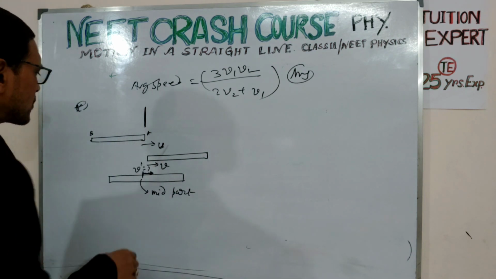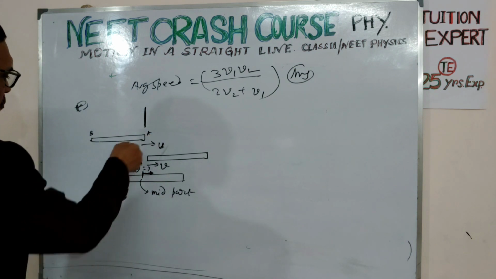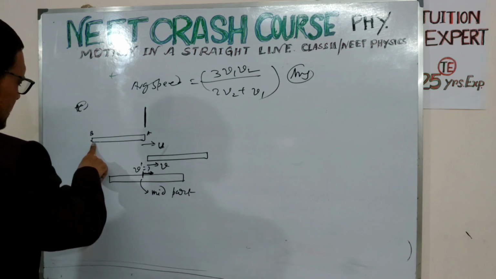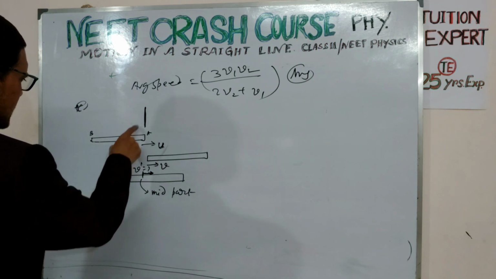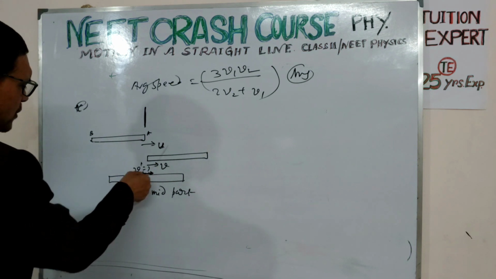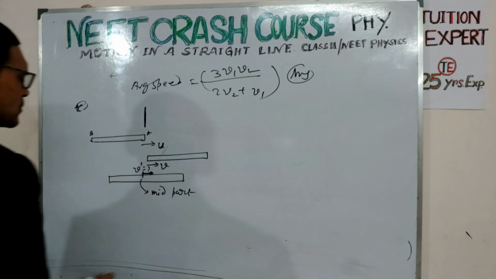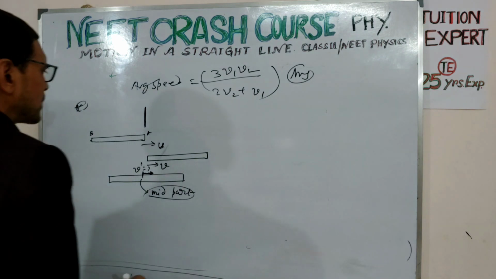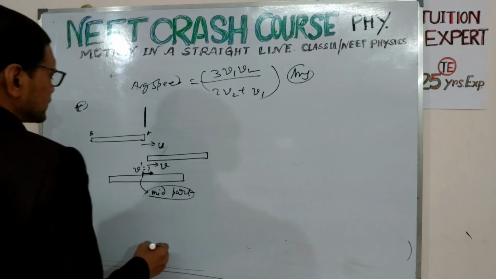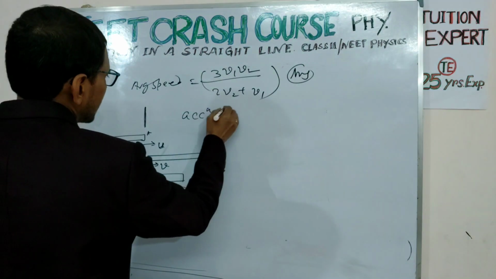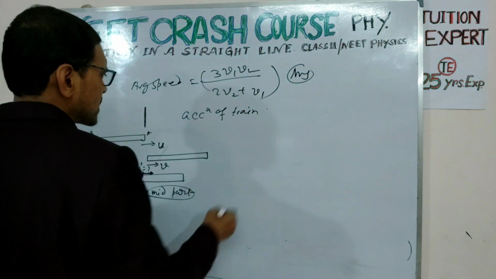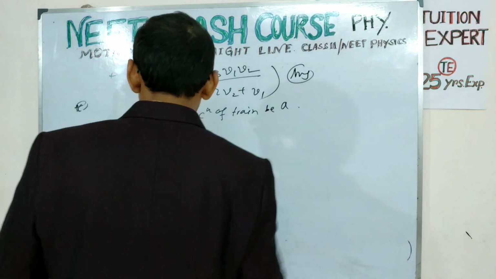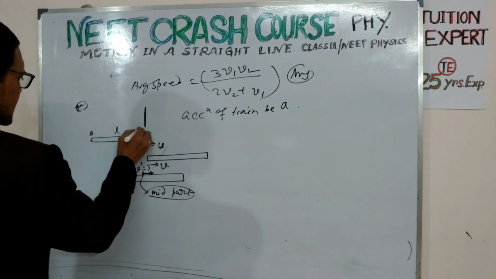I repeat the question once again. If a train passes a light post with speed u, and the end part of the train passes the light post with speed v, then with what velocity does the mid part of the train pass? To solve this, we know the acceleration of the train is constant, as given in the question. Let the acceleration of the train be a, and the length of the train is L.